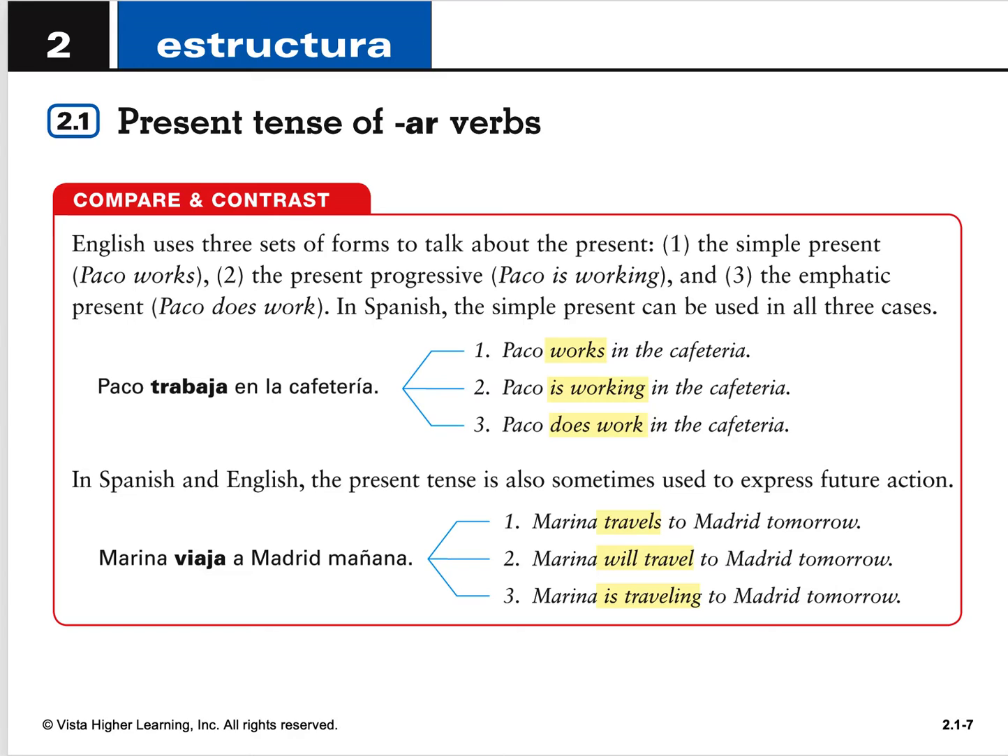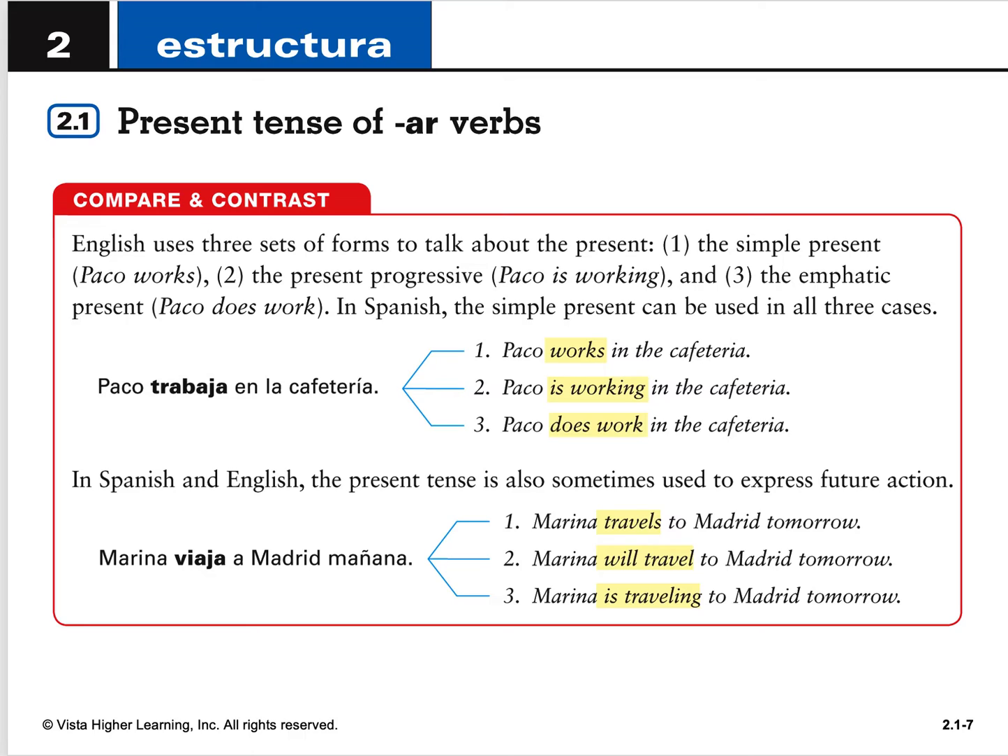So let's compare and contrast here. English has 3 sets of forms of verbs to talk about the present. There is a simple form, which is works. There's present progressive, which is working. And there's the emphatic present, which would be Paco does work. So having that does holds the present tense over work. In Spanish, the simple present tense can be used in all 3 cases.